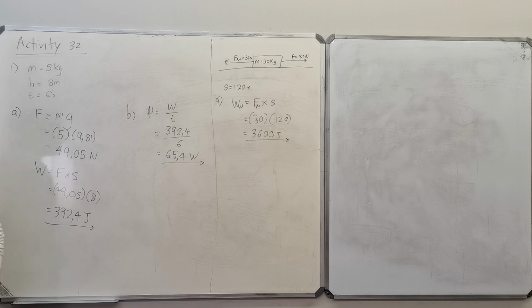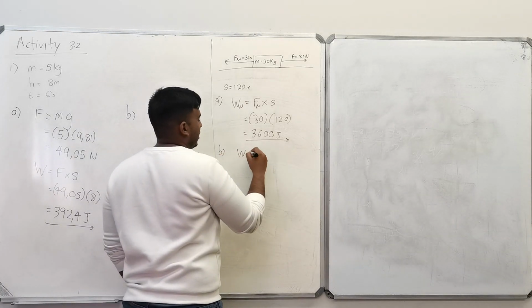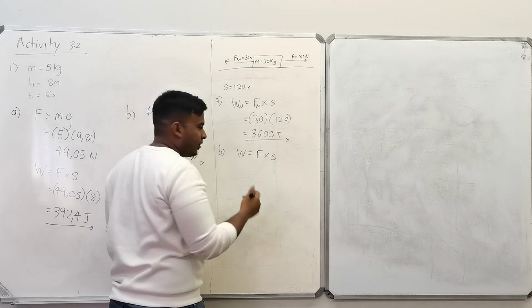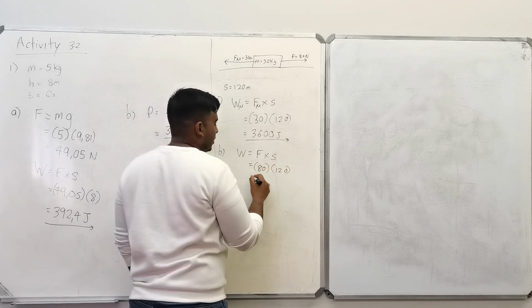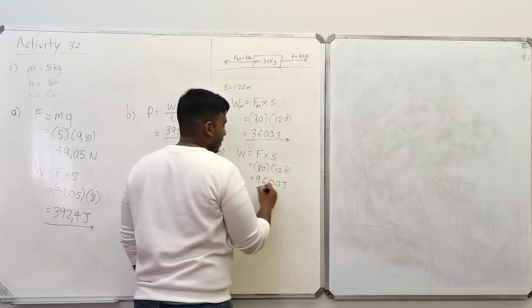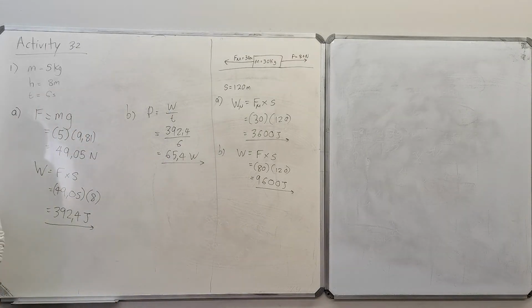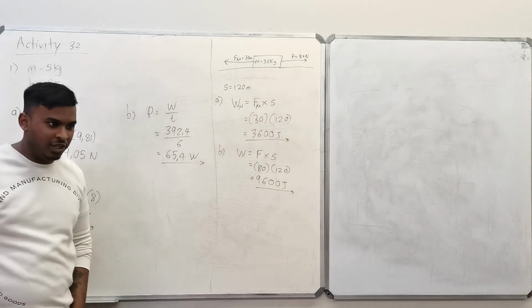So what would the total work done be? This is going to be applied force times distance. Okay, so work is equal to force times distance. We're going to be looking at your applied force. So that will be 80 times 120, which is 9,600. Okay, straightforward.